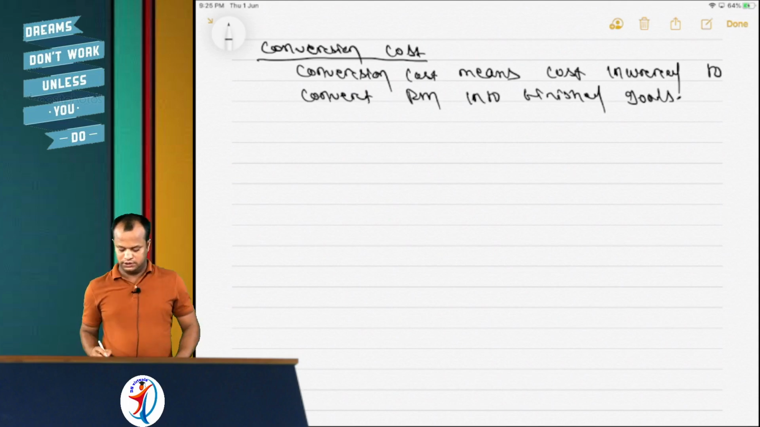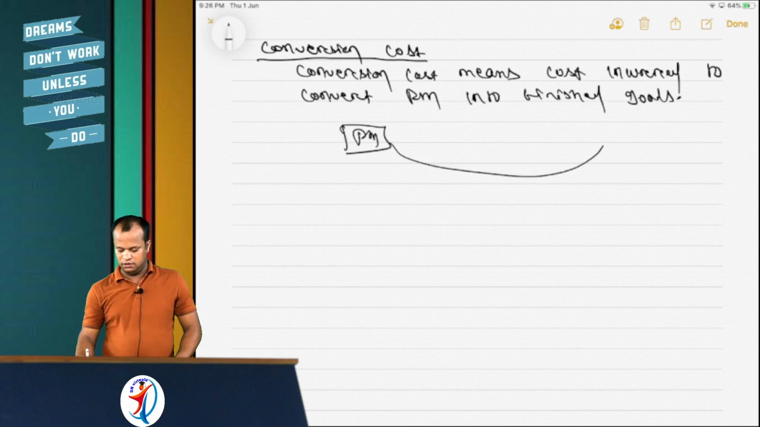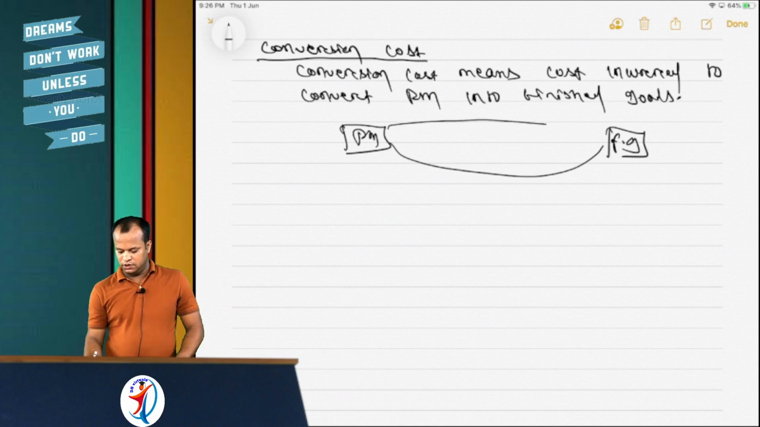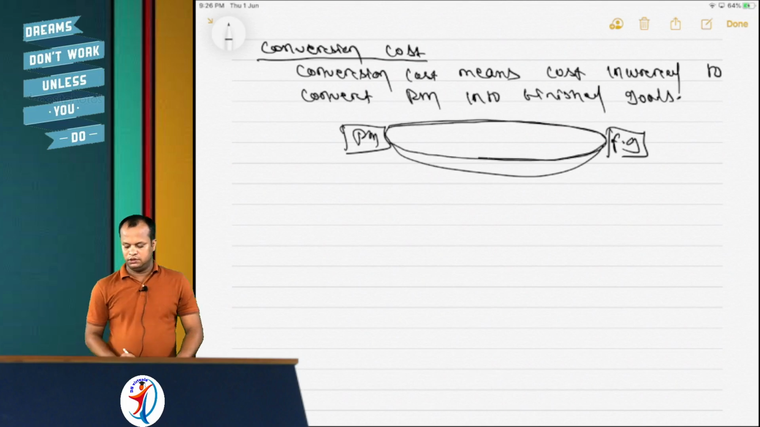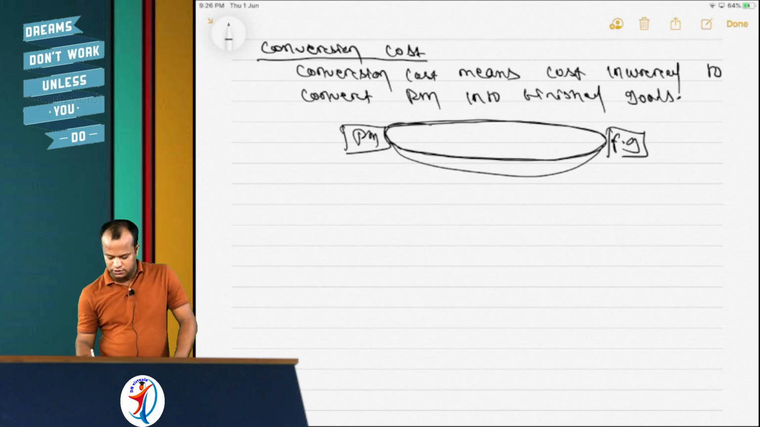It means raw material will go to finished goods. During this process, the cost will be called conversion cost.